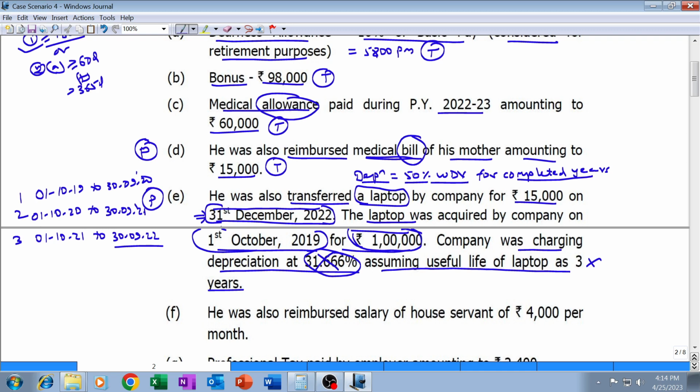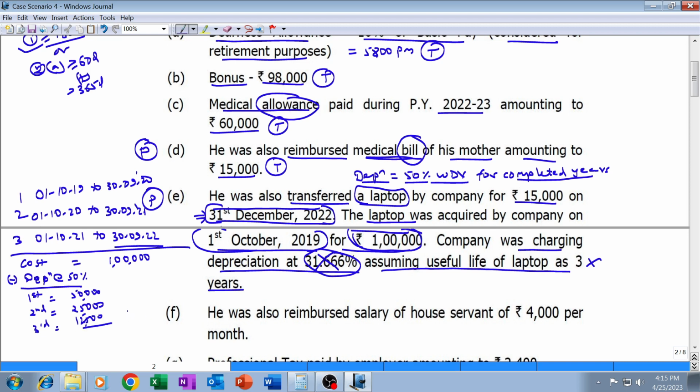Let's calculate. So cost is 1 lakh rupees to the employer less depreciation for year 1. First year it will be 50,000. Second year it will be 25,000. And third year, we'll have to calculate it out. First year after 50,000, WDV will be 50,000. Second year depreciation will be 25,000. WDV will be 25,000. Third year depreciation will be 12,500. So total depreciation is 87,500.